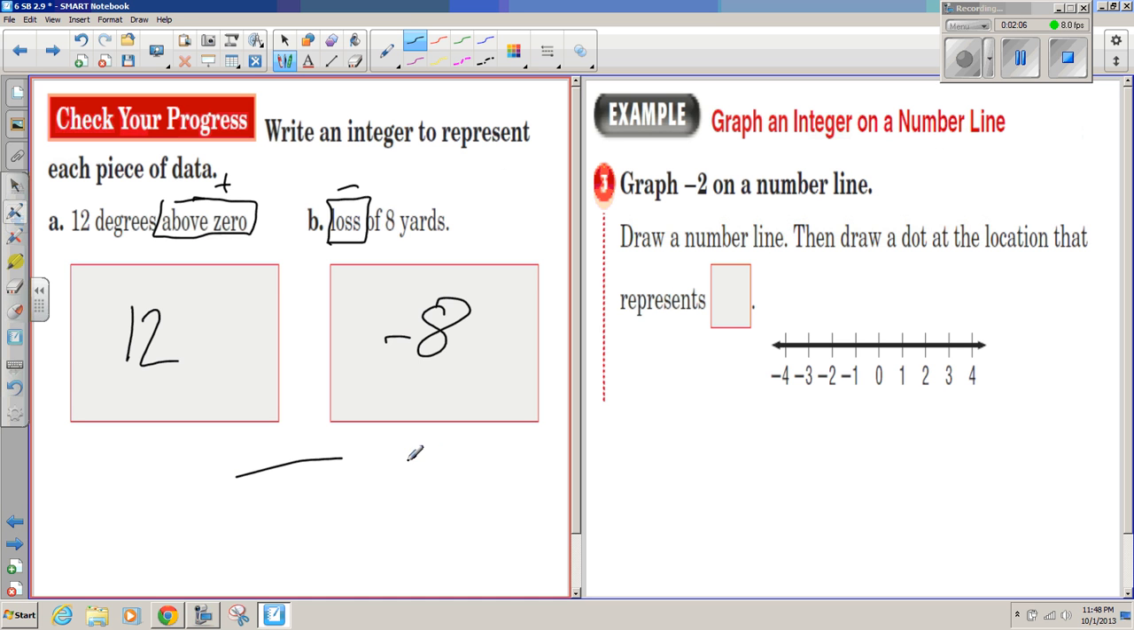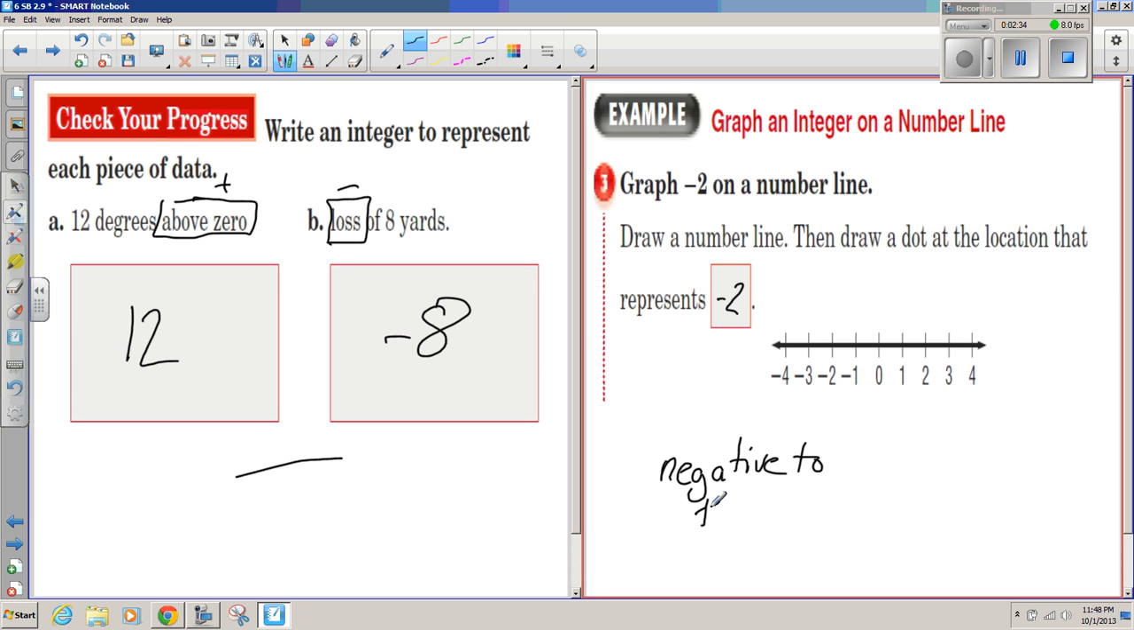All right, let's graph negative 2 on a number line. So draw a number line. Notice here's a number line: 0, negative 1, 2, negative 2, negative 3, 4. It doesn't really matter where the center is. The center could be any number as long as it's labeled. So draw the location that represents negative 2. Well, here's 0. The negatives are to the left. So we have a point at negative 2.